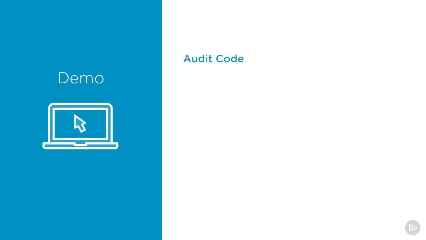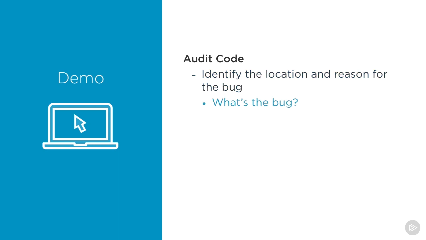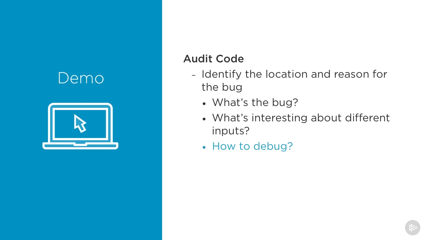All right, so for now we want to jump over to a demo and we're going to audit a binary and audit some code, and we want to identify the location and the reason for the bug specifically so that we can understand what that bug is and what's interesting about different inputs to that program and how we can debug that crash and begin the process of understanding how we might turn that into an exploit. And there's even things that we could notice about different builds and different compilers. There's so many different things as we dig in that we could notice about a vulnerability in a program.